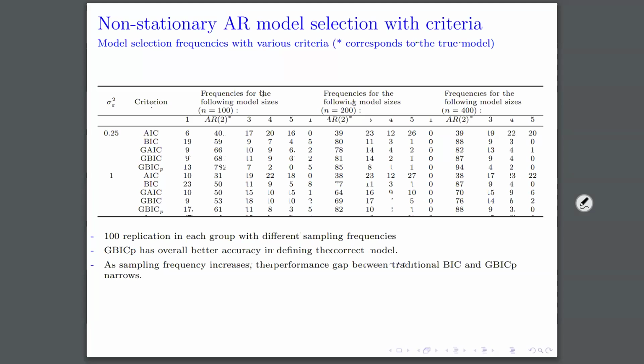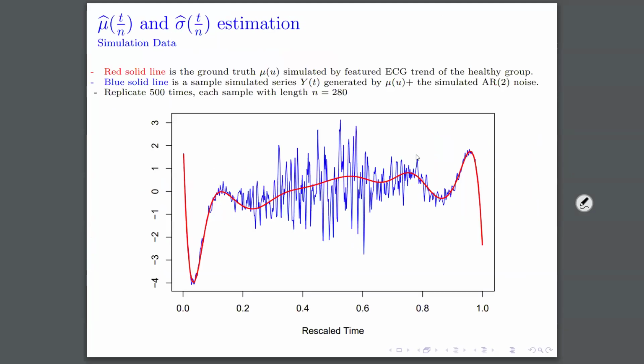But one important thing to mention is that the performance gap between the BIC and GBICP actually narrows when the sampling frequency is increasing. See, we have this 82 against 94, and here we get this 87 against 88. So yeah, that's basically the result of the simulation study.